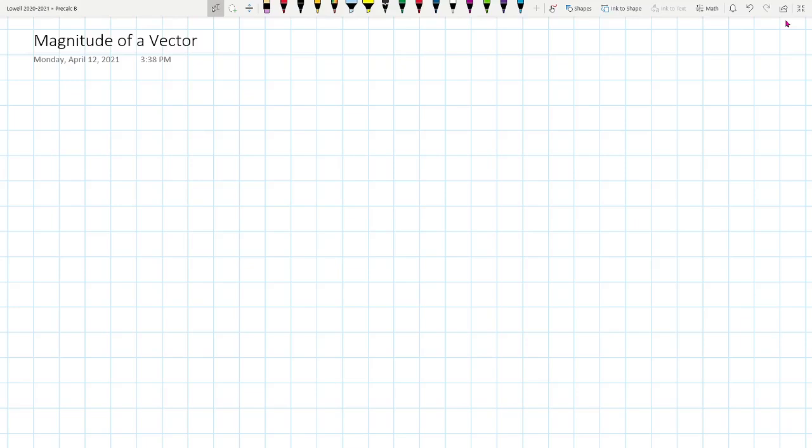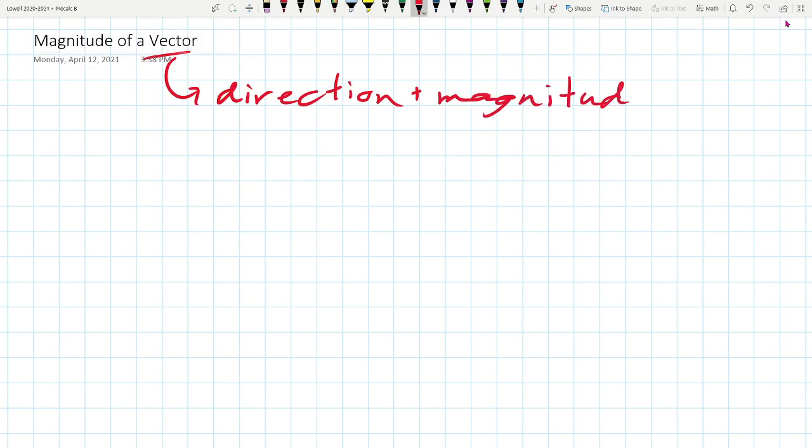What's up, everyone? So in this video, I want to talk about what the magnitude of a vector is and how you can calculate it. So remember that a vector is defined by some direction and some kind of magnitude. Direction plus magnitude. And we can often visualize these vectors in a number of ways.